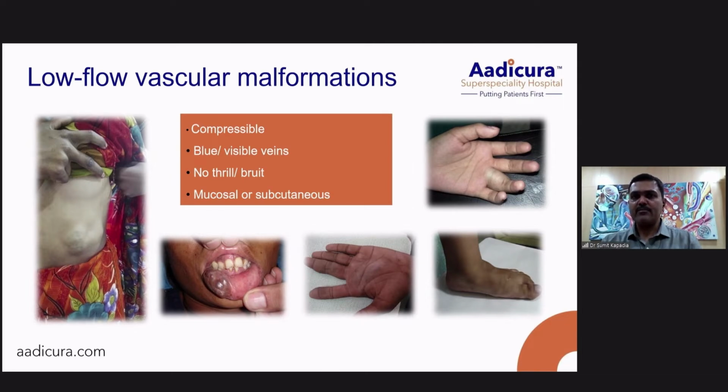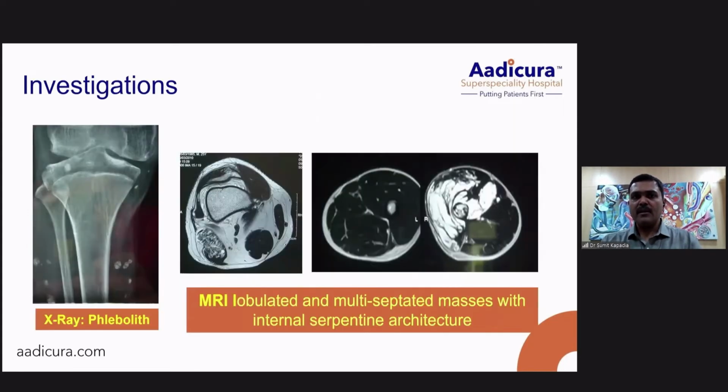They're classically compressible with the presence of blue visible veins, and there is no thrill or bruit. Investigations for low flow malformations: X-ray may show presence or absence of phleboliths, and MRI is the investigation of choice, wherein we'll find lobulated, multiseptated masses. Sometimes we may see internal serpentine-like architecture within them. A CT angiography is usually not required for low flow malformations.